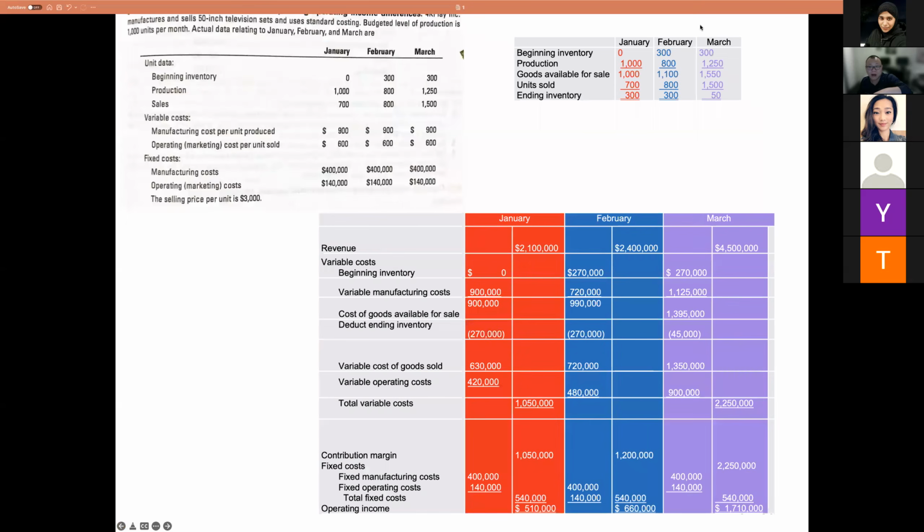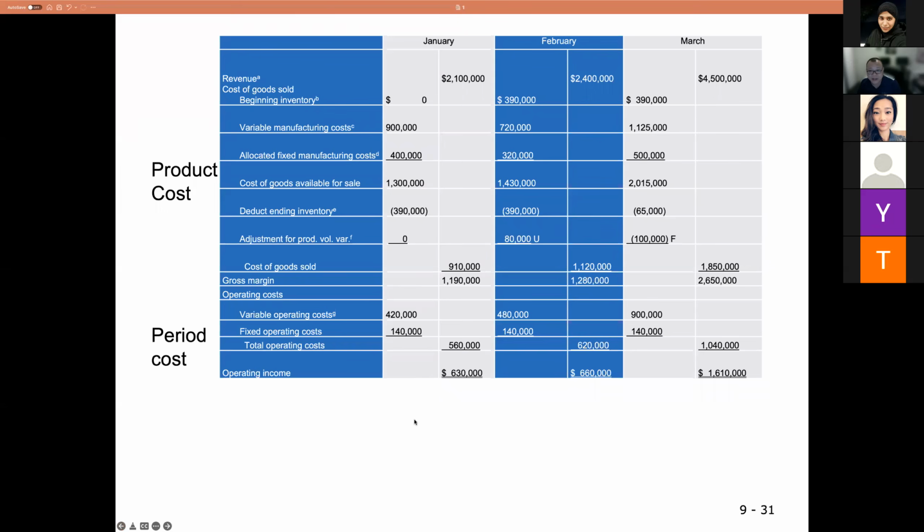And in March, my production is 1,250, more than 1,000. I produce more than I budgeted, so I have a favorable variance. How do I calculate it? I use 1,000 minus 1,250, times 400. That will be 250 times 400, so that will be 100,000 favorable here.